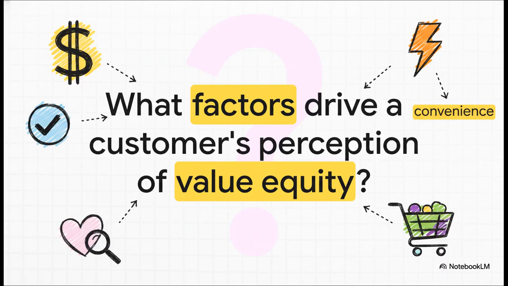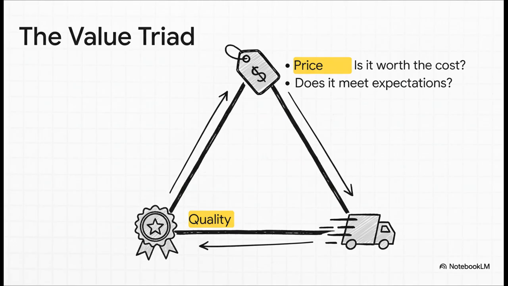What factors play into that? Is it price, quality, convenience, or all of the above? And yep, you guessed it. The answer is D, all of these. It's a constant balancing act, isn't it? Customers are always, sometimes without even realizing it, weighing the price against the quality of what they're getting and how easy it is to get it. Nailing that balance is what builds a brand people see as truly valuable.